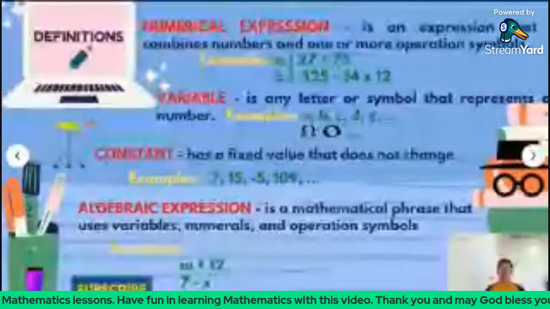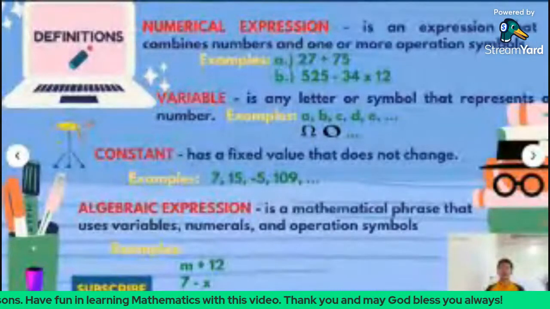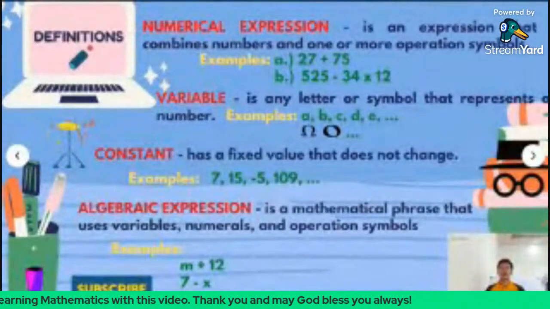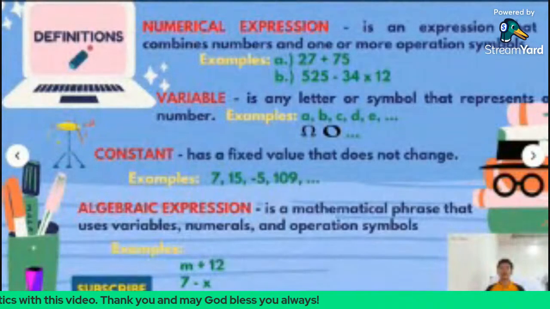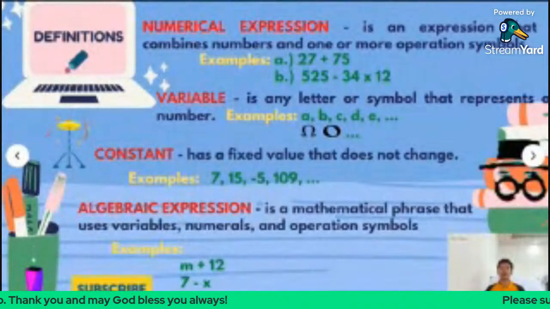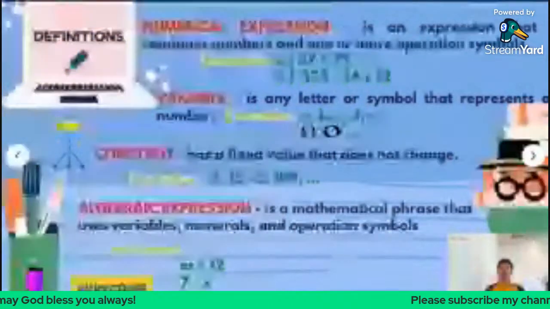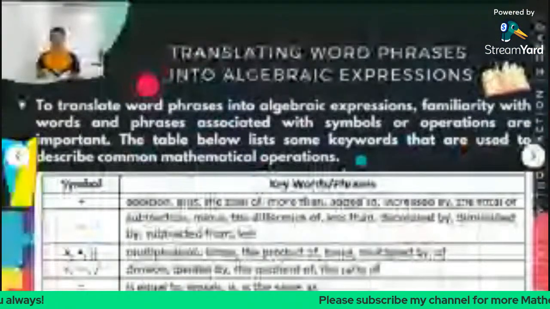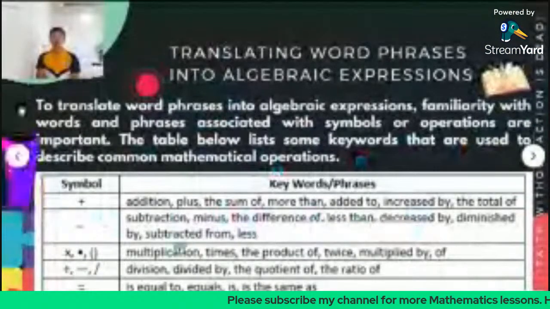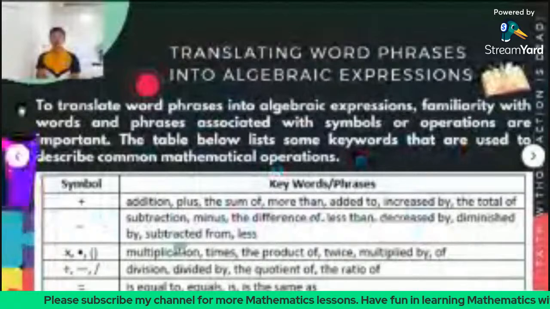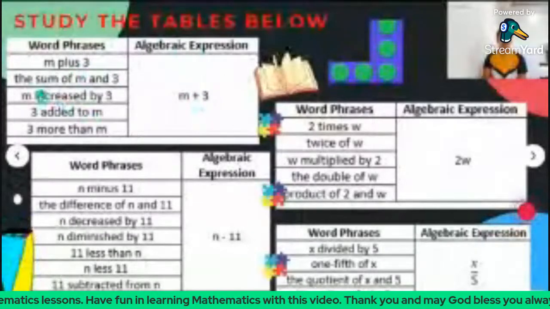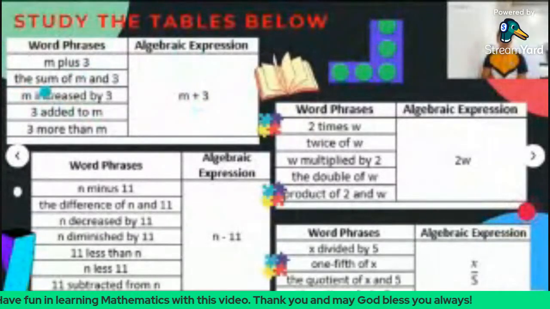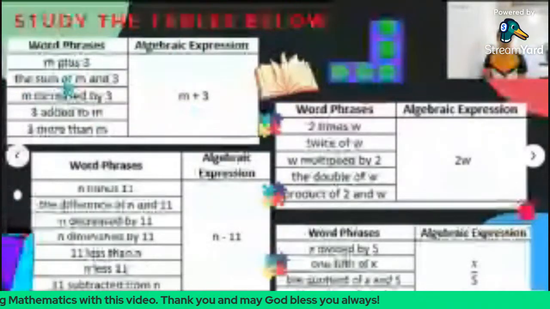N diminished by 11. 11 less than n. N less 11. And also 11 subtracted from n. So the algebraic expression for these word phrases is, as you can see on the screen, n minus 11.